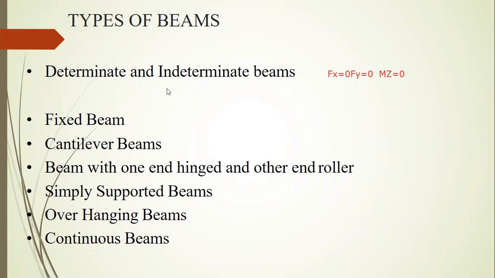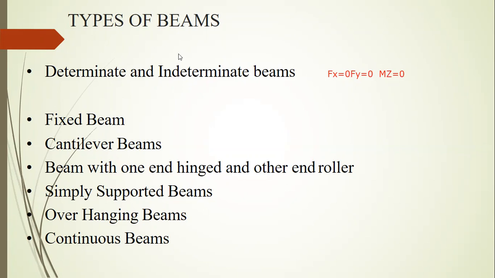So if the number of reactions is less than 3, then we can classify it as determinate beams. If the number of reactions is greater than 3, then we will call it an indeterminate beam. So a determinate beam is a beam having the number of reactions less than or equal to 3. Indeterminate beams are the beams having reactions greater than 3.